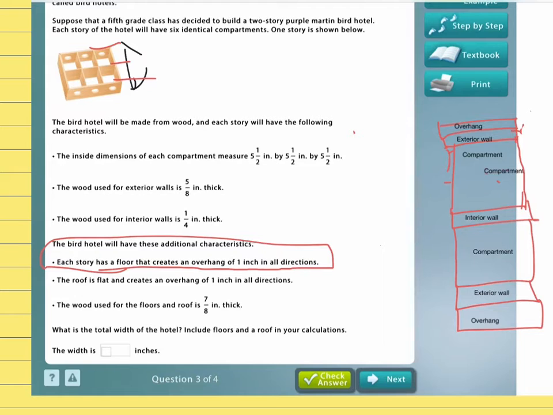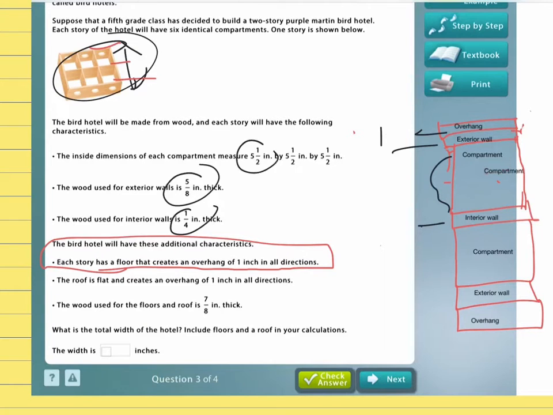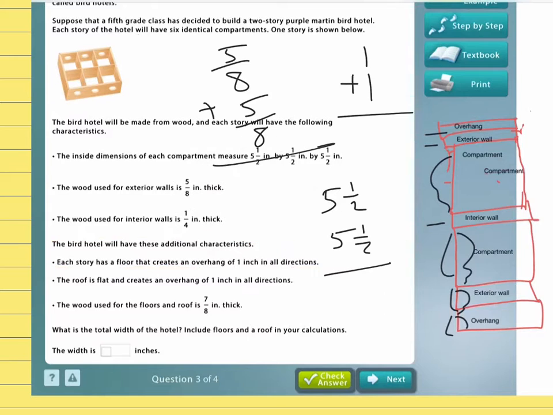I've drawn a model of the width right here. You have the 1-inch overhang here, you have the exterior wall, which is 5/8 inches, you have an interior wall, which is 1/4 inch, you have your compartment size, which is 5.5, another compartment size, another exterior wall, another overhang. So we're going to need to add up 1 and 5/8 and 5.5 and 1/4 and another 5.5 and another 5/8 and another 1 to get the total width of the bird hotel.